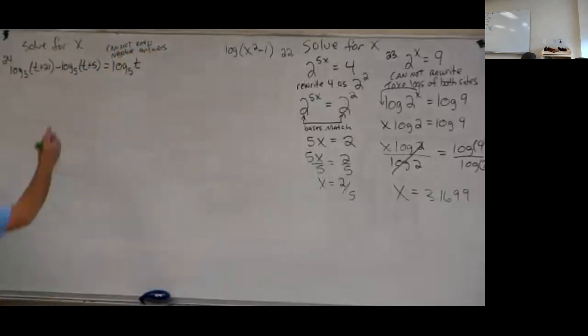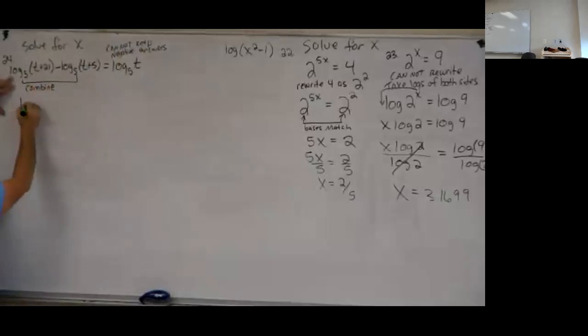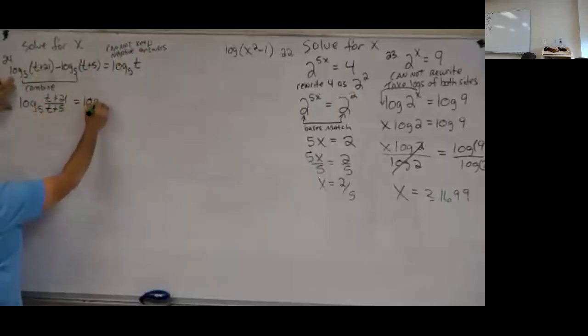So the first thing we have to do to logs is combine logs when we got more than one log on each side. So since they're being subtracted, it's going to look like a fraction. So bring out that log 5. T plus 21 is positive, so it goes to the top. T plus 5 is being subtracted, it goes to the bottom. And all that's going to equal the log 5 of T.